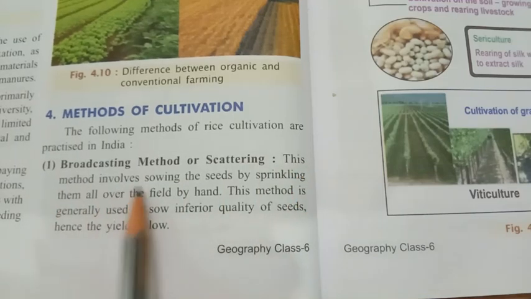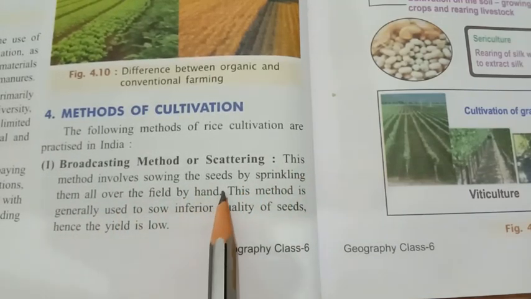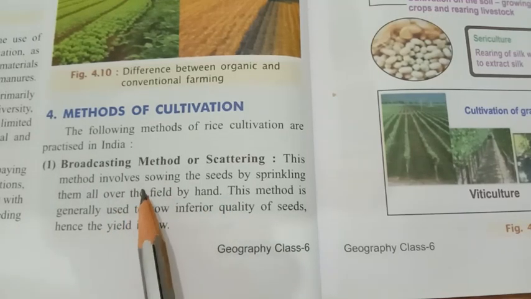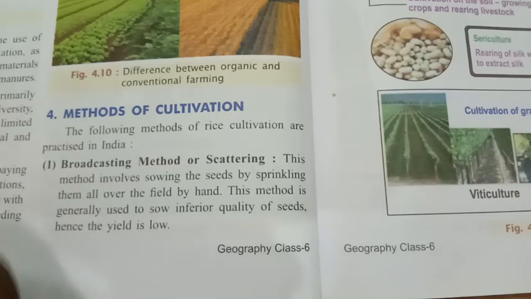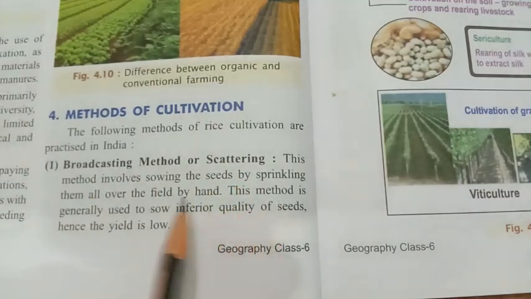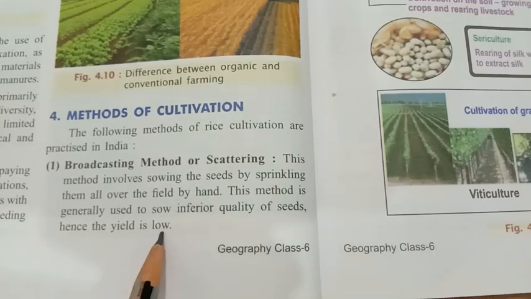This method involves sowing of seeds by sprinkling them all over the field by hand. Basically you have seen many farmers in your village take all the seeds in their hand and throw them in the field. They sprinkle them all over the field. This type of method is used for the cultivation of rice, and it is called the broadcasting method or scattering method. This method is generally used to sow inferior quality seeds, hence the yield is low.